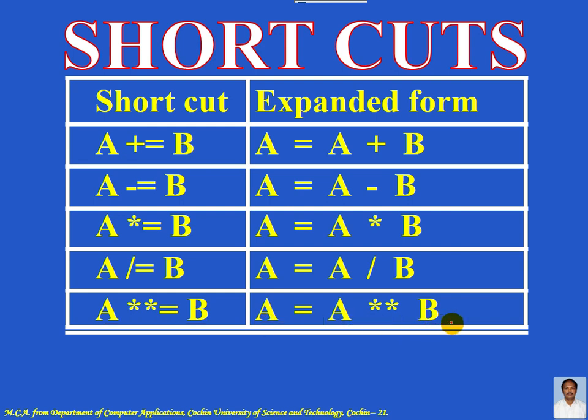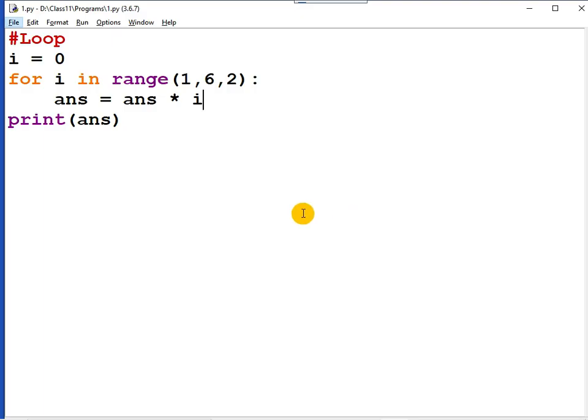So in the previous Python program, if you want, instead of writing answer = answer * i, you may write answer *= i, because this is a shortcut for that expanded form.